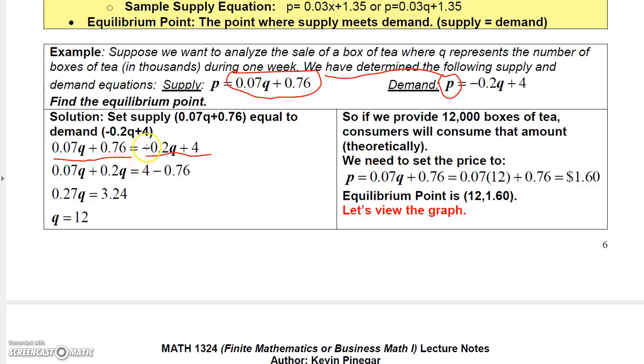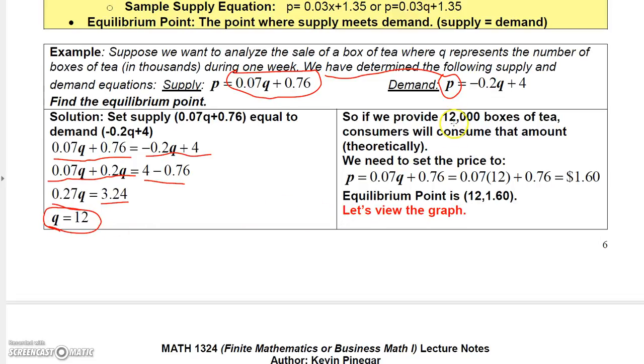And now we can solve this by just solving for Q, which is the quantity. So if I add 0.2Q to both sides, I get 0.27Q. And then if I subtract 0.76 from both sides, I get 3.24. So I get 0.27Q equals 3.24, then divide by 0.27, and I get Q equals 12.